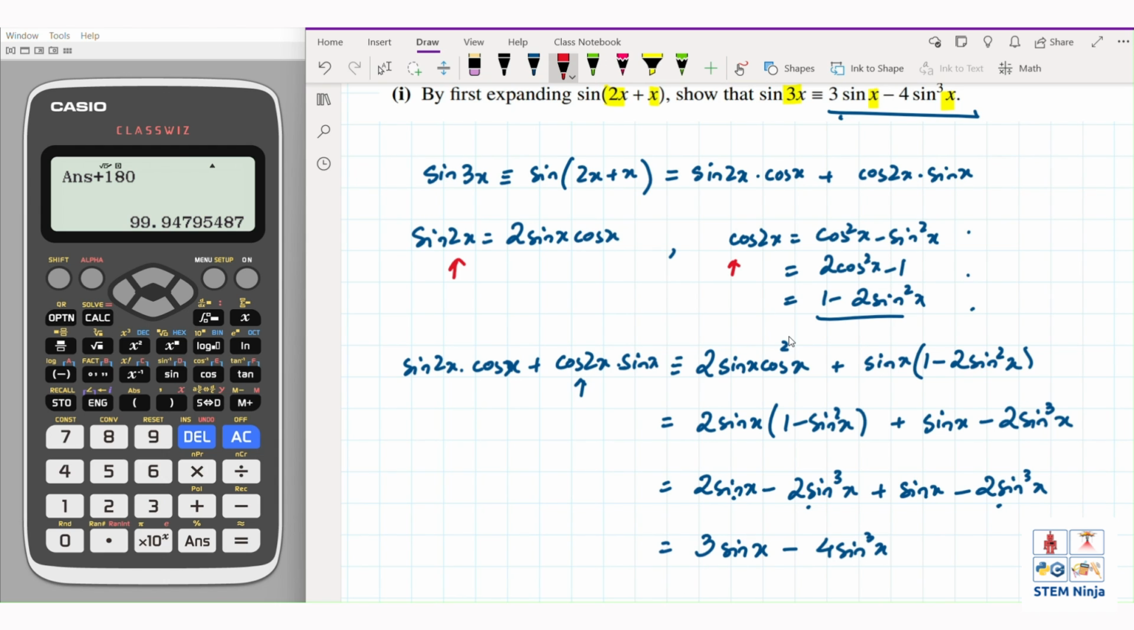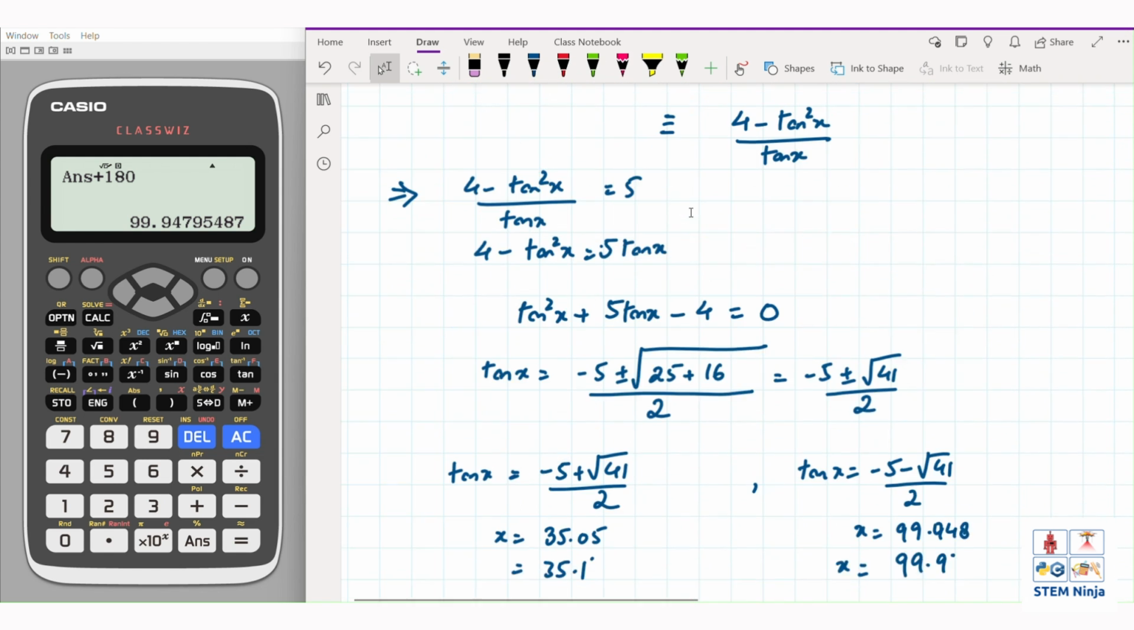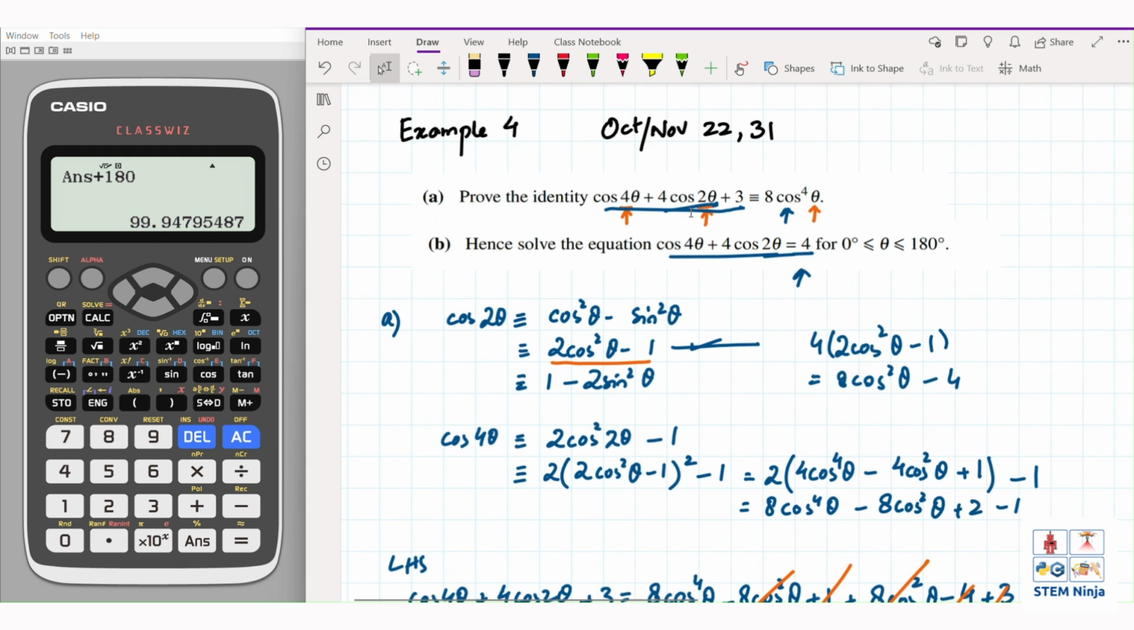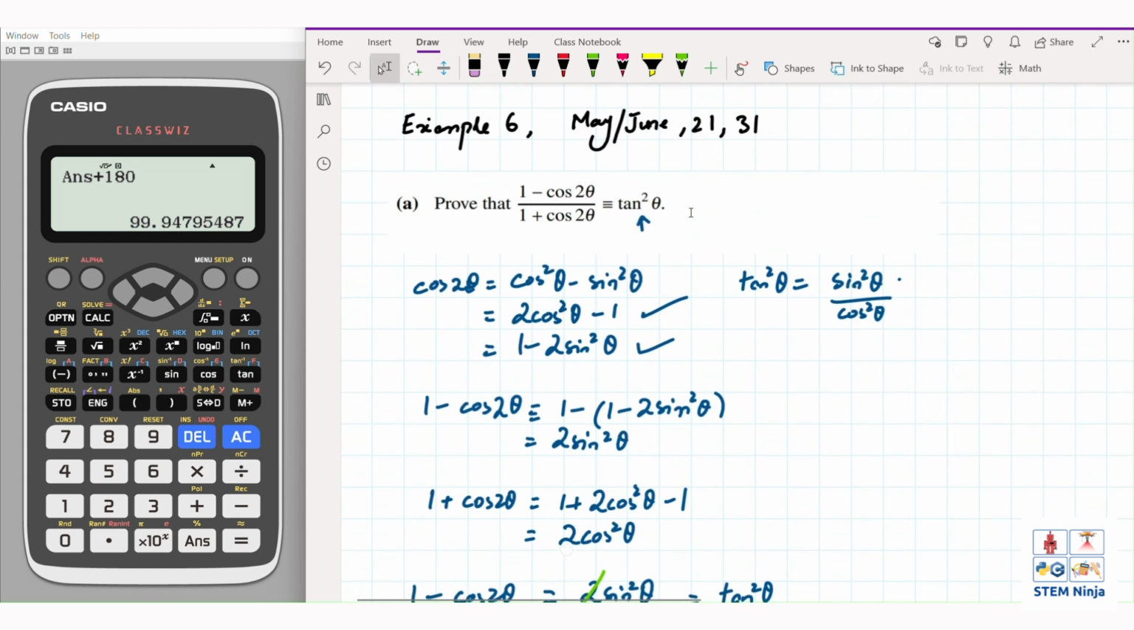All right, so we have done the double angle identities for sine, for cosine, and for tan also, and for cot also. So hopefully we will see each other again in the next video.